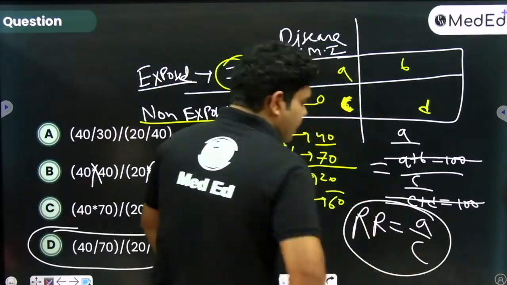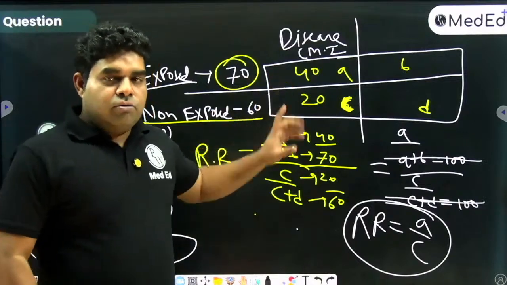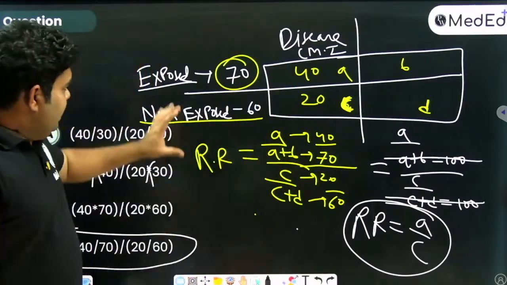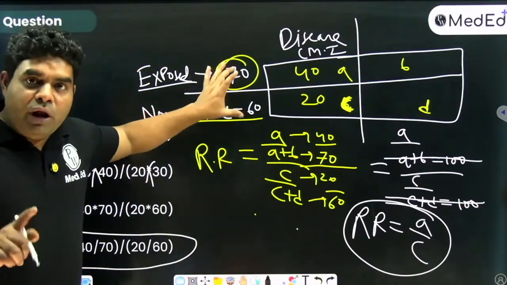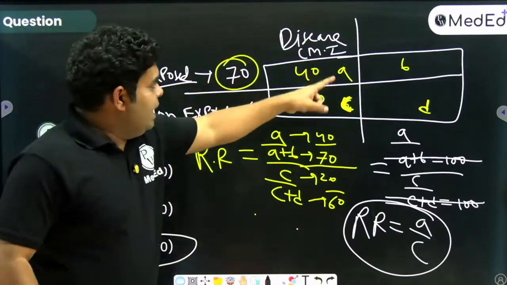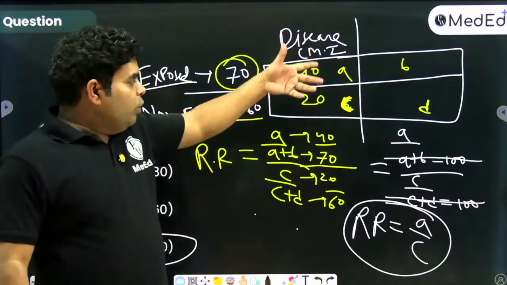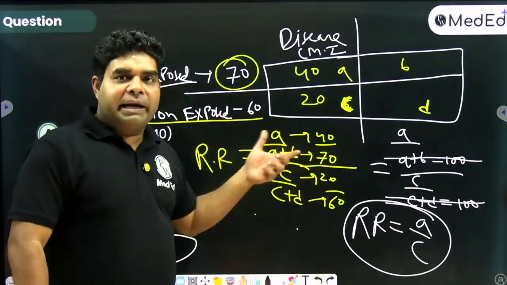So usually in your exam, when they give the question of relative risk, the first thing you have to see is exposed, non-exposed equal or not equal? If they are equal, the answer will be just A by C, 40 by 20, 2 will be the answer. And if they are not equal, then this way you will get the answer by calculating it.